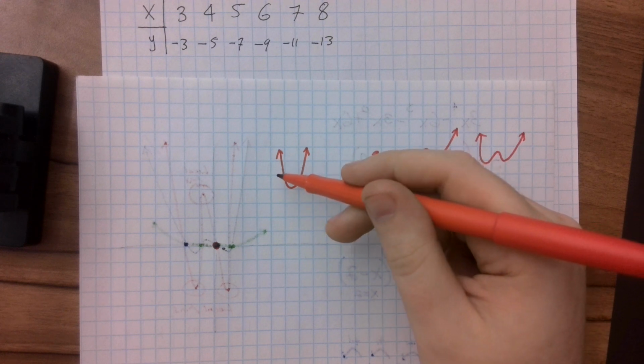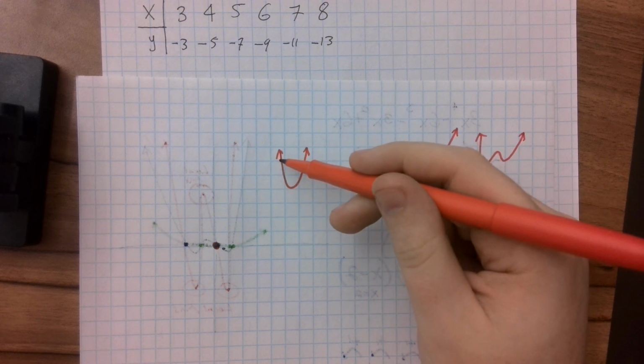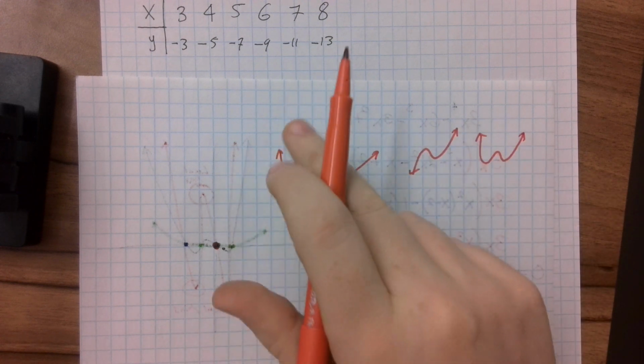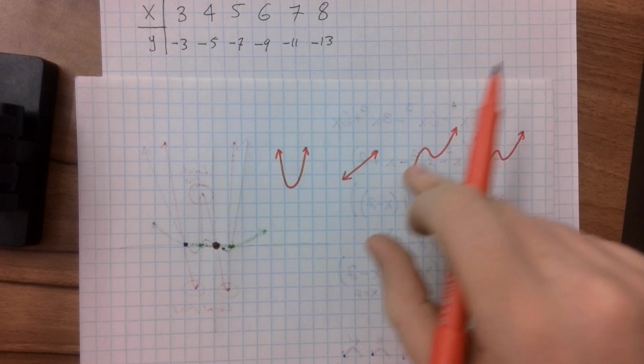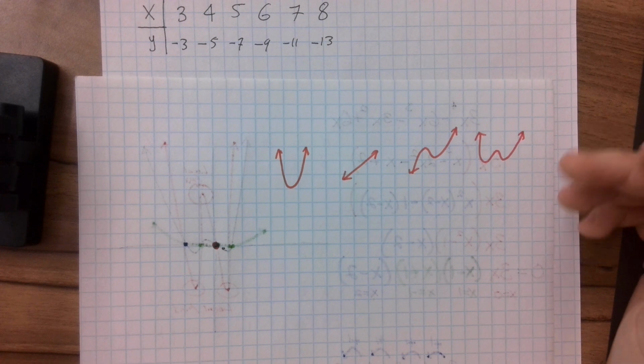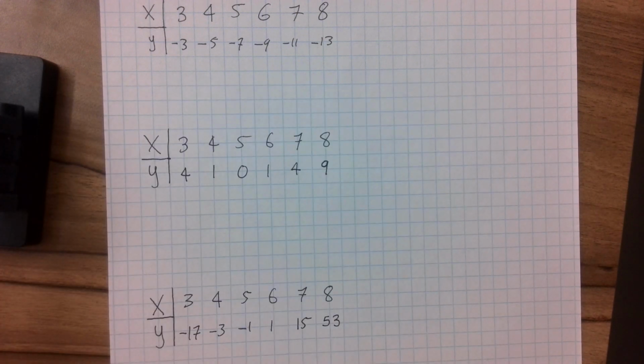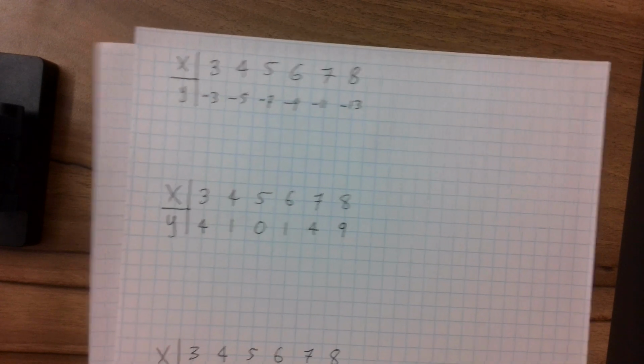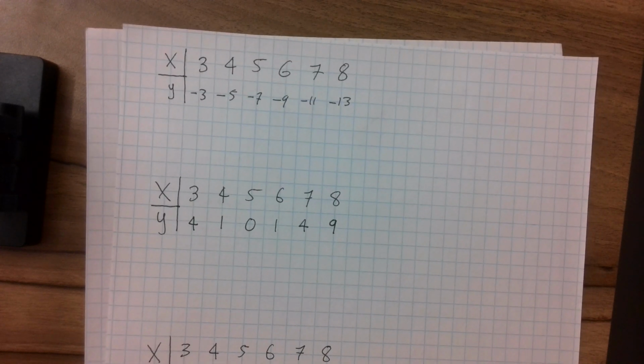Each one of these has different rates of change. Like this one goes down and back up again, but it's in a pattern that makes it symmetrical. These ones are also patterns of going up and down. So if we can figure out how much we're increasing or decreasing by, we might be able to figure out what type of polynomial something is.